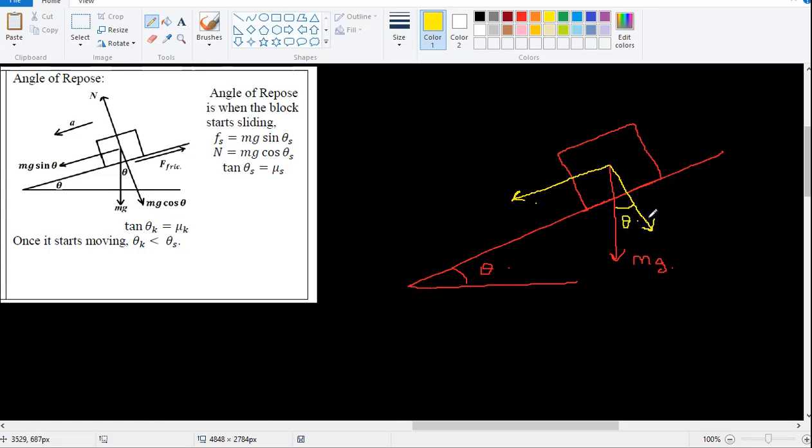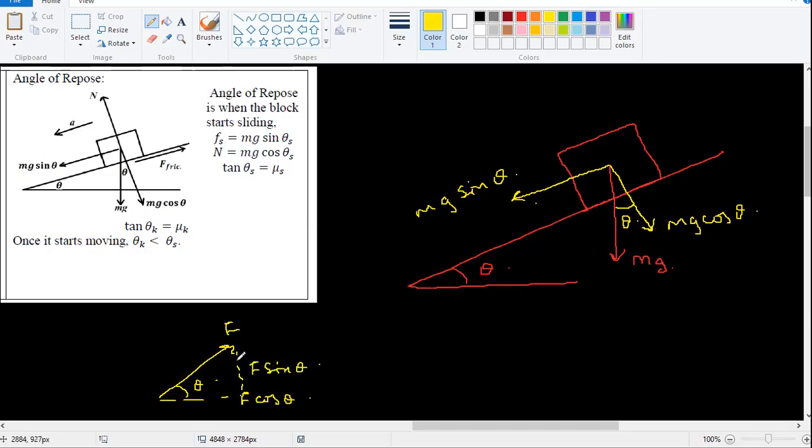If this is theta, adjacent means mg cos theta. So this is adjacent and this is opposite, which means here this will be mg sin theta. Maybe if you are not following this, you should go back to the basics. This is theta, this is f, so we said this is f cos theta, and the opposite direction is f sin theta. Either we can show it in the opposite direction or you can show it here. So that's what I'm doing here.